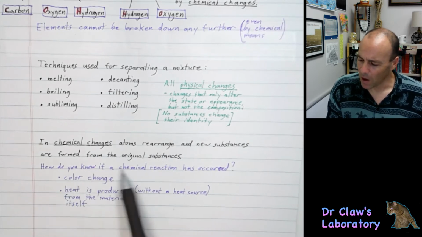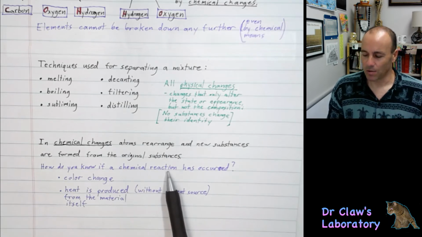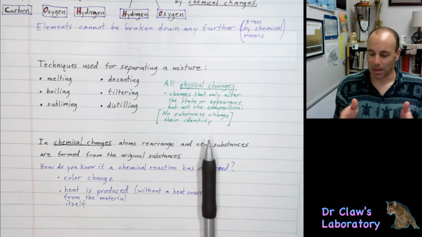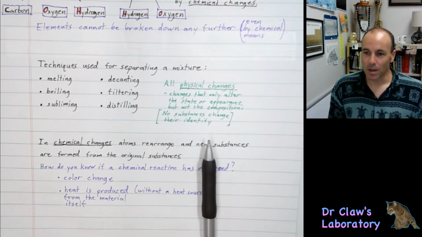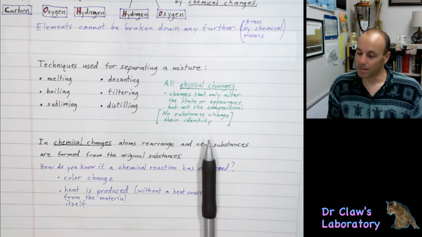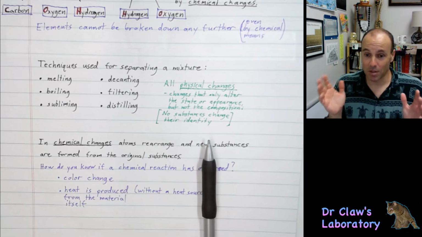So how do you know if a chemical change or a chemical reaction has occurred? Suppose you're just watching something in a beaker. How do you know if a chemical reaction is actually happening or not? Because sometimes it's just hard to tell.